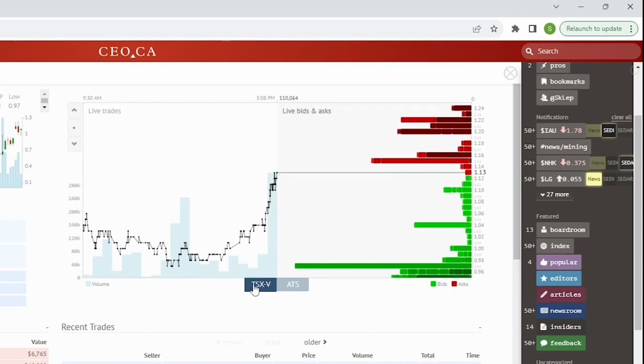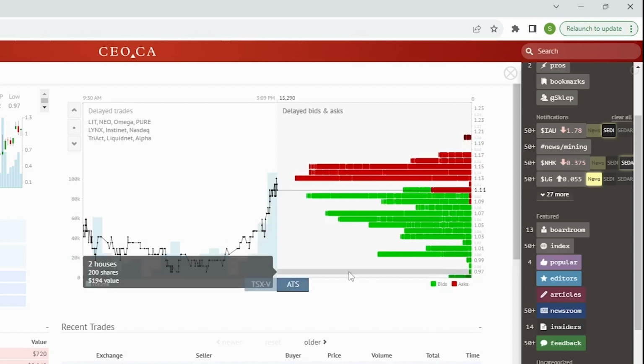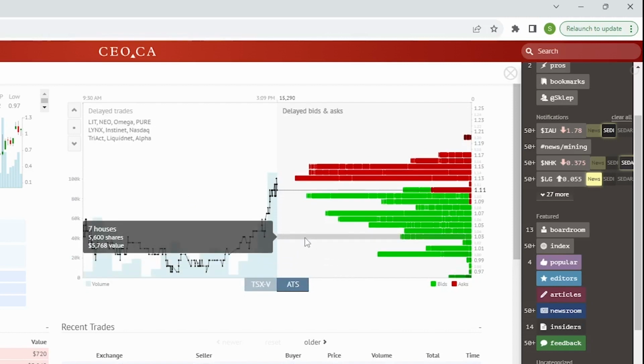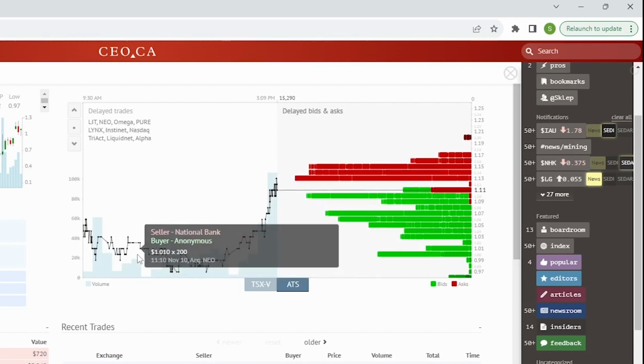Now, this is all for the Toronto Stock Exchange. If you press on the alternative trading system, you get the exact same information, the exact same bar charts, everything, but for what's happening in the alternative trading system. So we can see we have Lit, we have NEO, we have Omega, and you can hover over the price points and individual price points, and you can see exactly what's going on the same way you saw before.